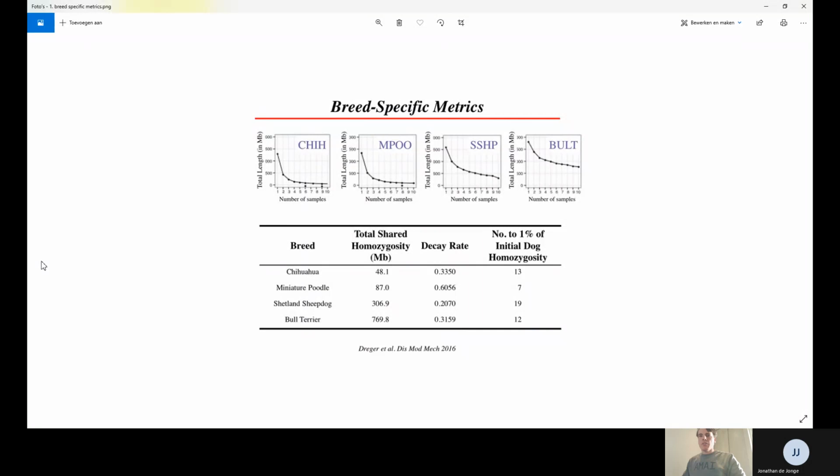What you see here are some breed-specific metrics, and then you see Chihuahua, miniature poodle, Shetland sheepdog, and a bull terrier. So, for example, this is the Chihuahua breed, and this is the bull terrier breed, and then you see the total length in megabytes of the different samples that they took. You see that there is quite some diversity, whereas, for example, the bull terrier has very limited diversity.